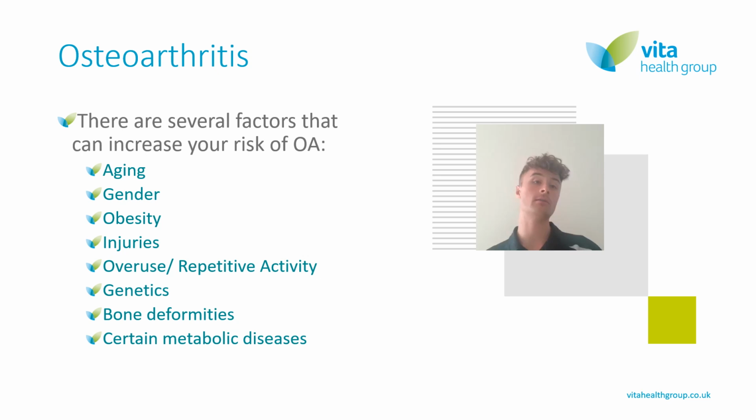I do want to note that although all these risk factors play a part in the development of OA, some joints have different levels of risk factors. And what I mean by that is when we look at the knee, the two main risk factors for the knee would be obesity and injuries. Whereas when we look at the hand, the main risk factors for the hand would be previous history of injuries and then maybe some genetics as well.